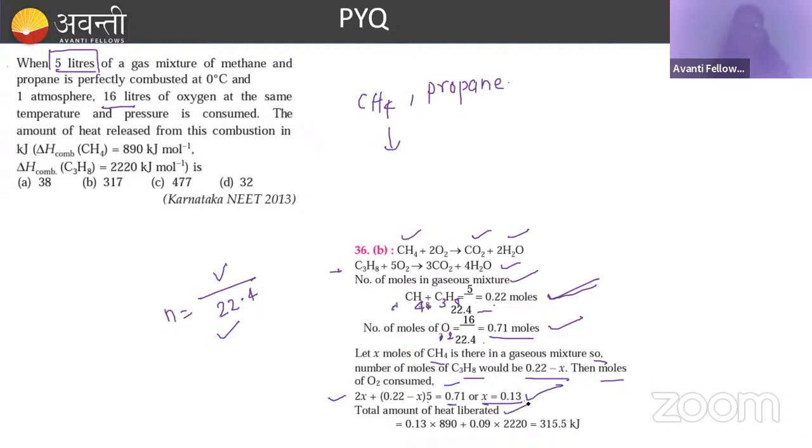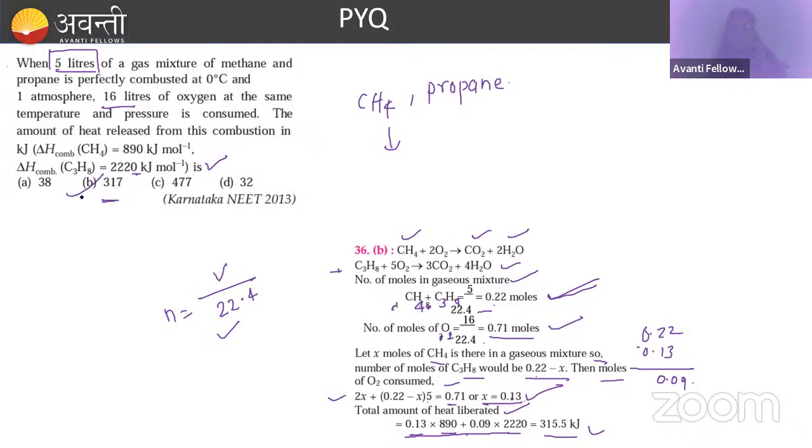So how much amount of heat has been liberated? जो भी हमको number of moles मिले हैं, उसको हम लोगों ने उसकी डेल्टा H वैल्यू से मल्टीप्लाई कर लिया. Plus, अगर methane इतना है X, तो प्रोपेन कितना होगा? 0.22 minus 0.13, that is 0.09. Multiply it by the kilojoule value of delta H for propane. Do this calculation now and you will get the answer as about 315.5 kilojoule. Okay, and what is the nearest value present here? That is 317. Option B.